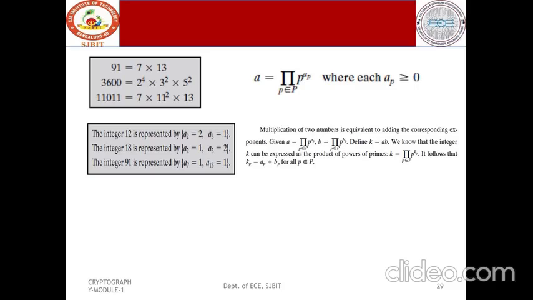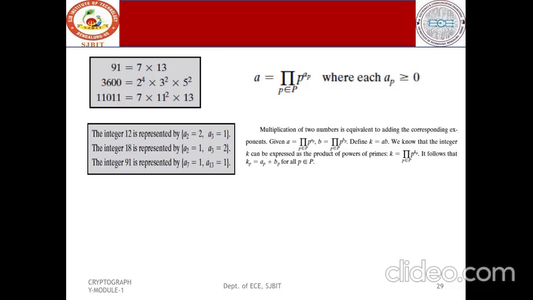Given a is equal to the product of p power ap for all p belongs to P, and b is equal to the product of p power bp, here defining k is equal to ab. And we know that integers can be expressed as the product of powers of primes. k is equal to the product of p power kp. It follows that kp is equal to ap plus bp for all p belongs to P.